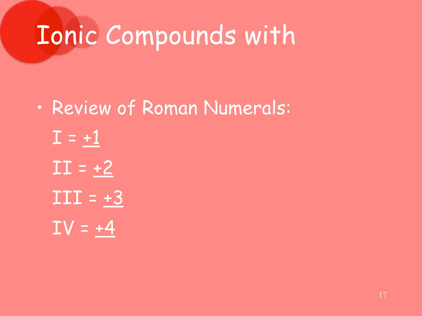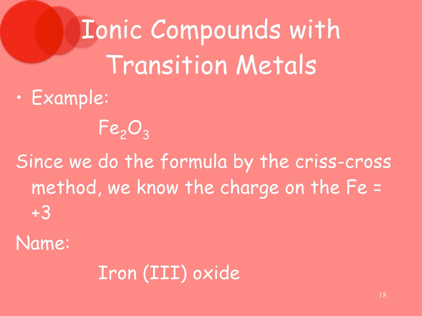A little review of Roman numerals. The Roman numeral 1 is +1, 2 is +2, 3 is +3, and 4 is +4. Let's look at an example of another transition metal. We have iron, subscript 2, O, subscript 3. Since when we write formulas, we use the crisscross method, we can do the opposite and crisscross up. So the subscript for the O is a 3, so we'll cross that up, and that tells us iron's charge is +3. So the name becomes iron, Roman numeral 3, oxide.